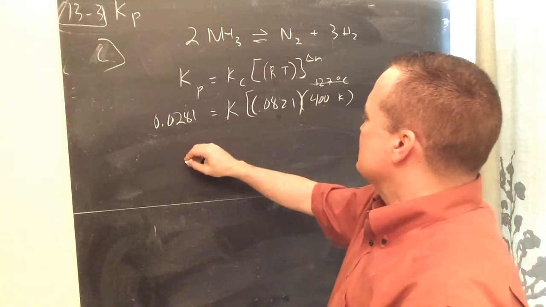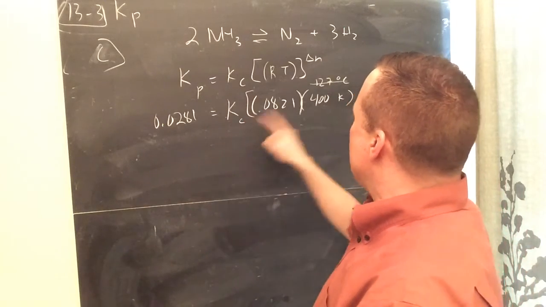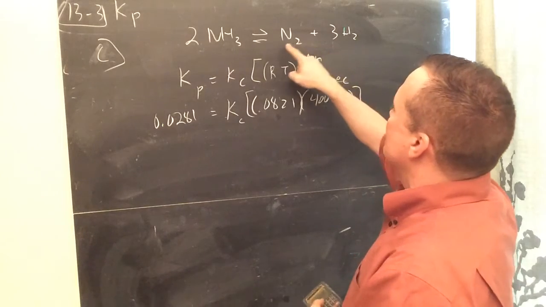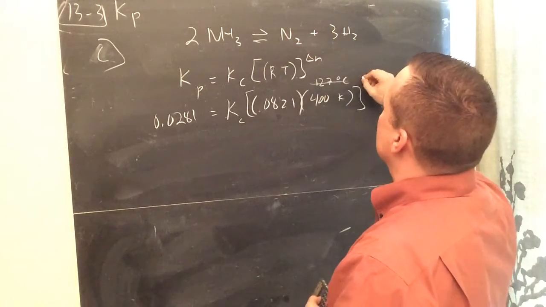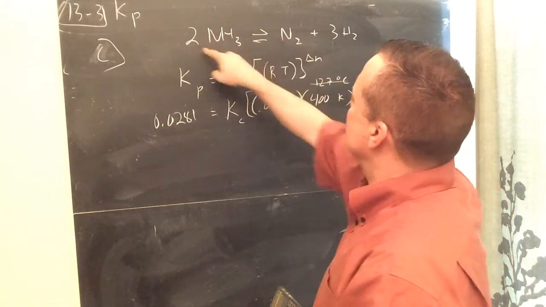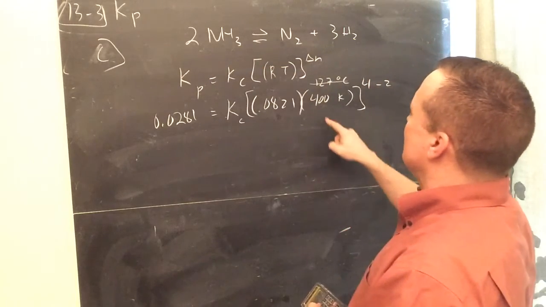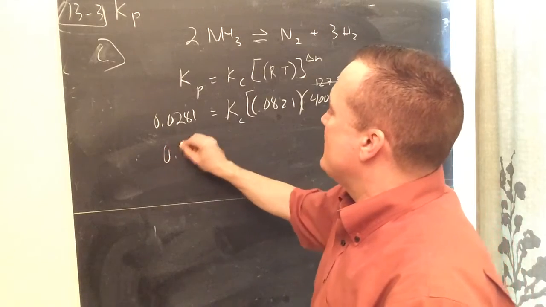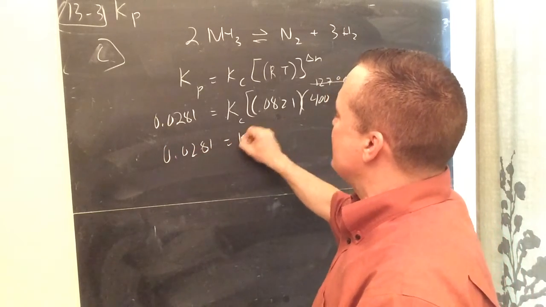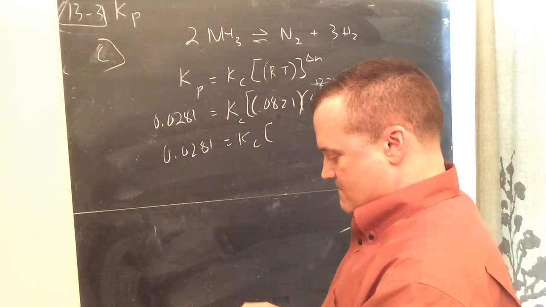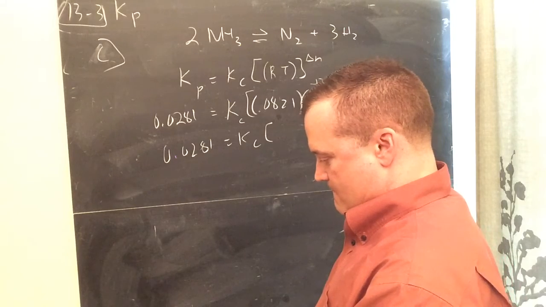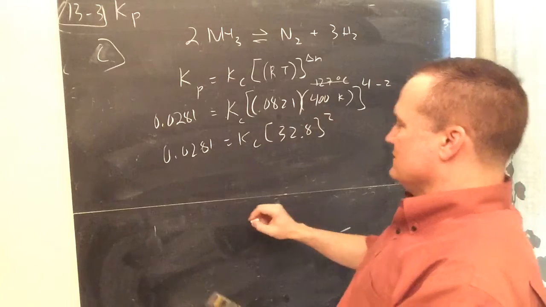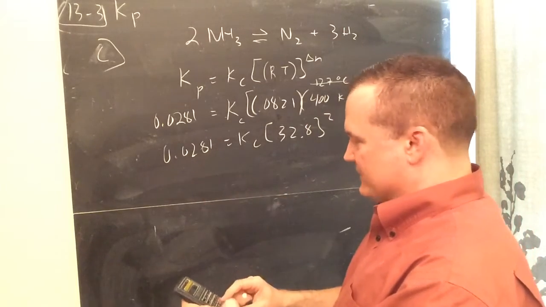All right, so to do this, Kc. I forgot to put my number up here. So then you raise it to this, which is going to be 4 moles of product gas minus 2 moles of the reactant. So it's going to be squared. So 0.0281 equals Kc times 32.8 squared. So then just divide that by 32.8 squared.